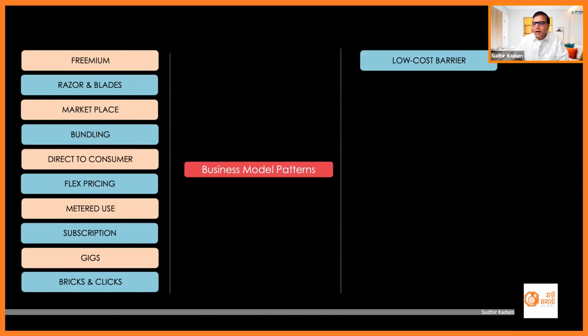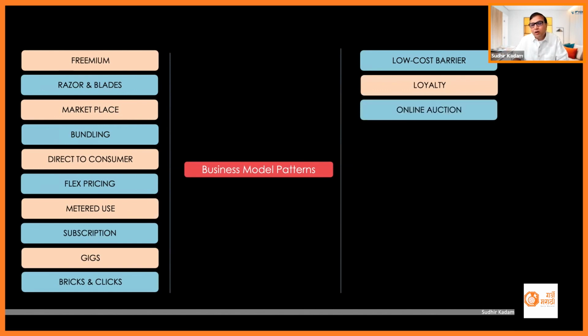Then you have the low cost barrier. These are the companies which are absolutely disrupting at the bottom of the pyramid, offering you a low cost service, companies like IKEA in furniture. You can't beat their price. They offer you tremendous quality at a very low price. Then you have a loyalty model, which a lot of hotels use, Marriott and so on. Then you have an online auction model.